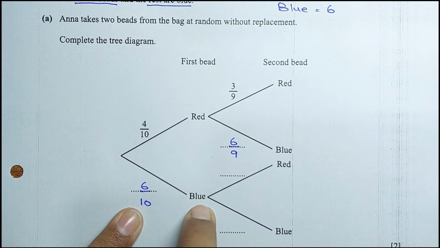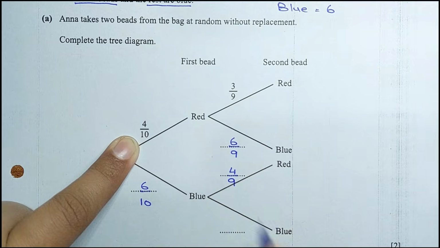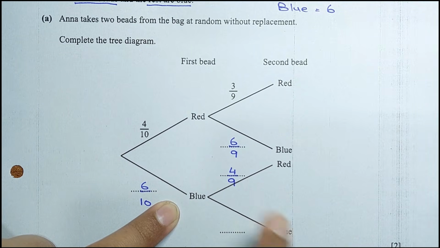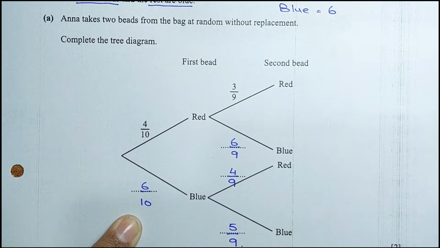Now for blue, and she picked the red. Red are the four the same, and total would be 9. She already took the blue, and then again blue she took. Now the blues are 5 and the total left are 9.